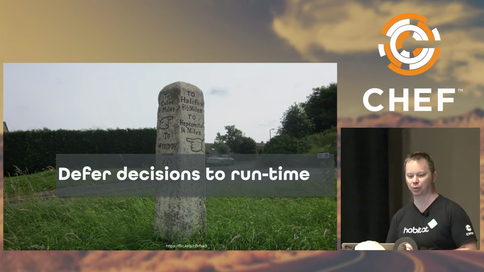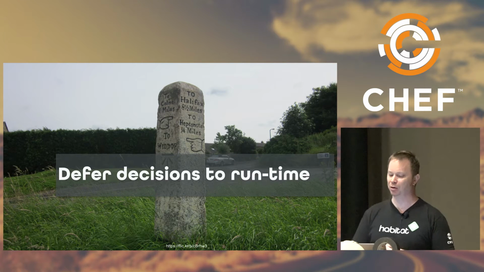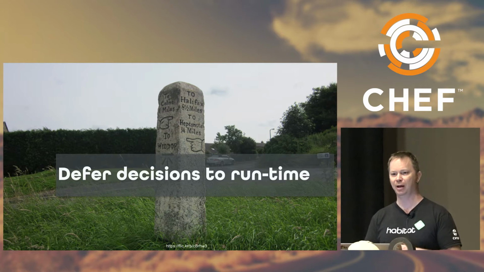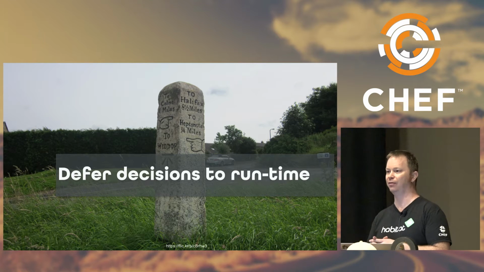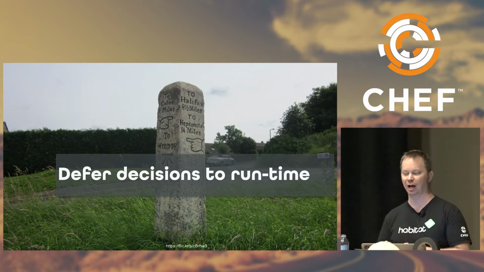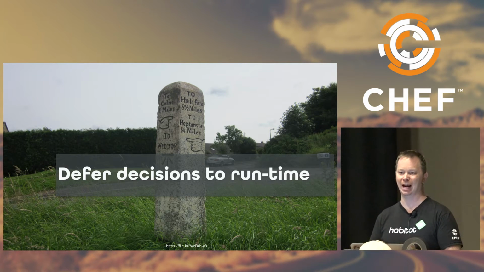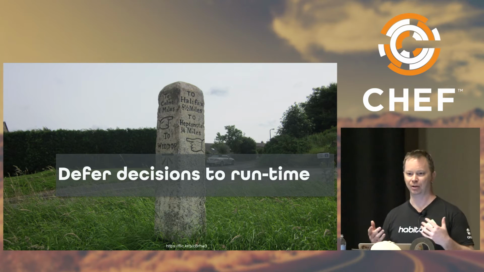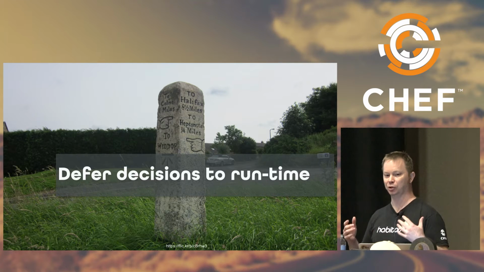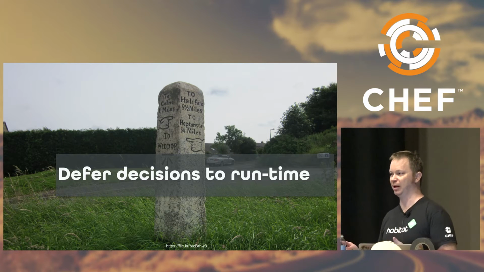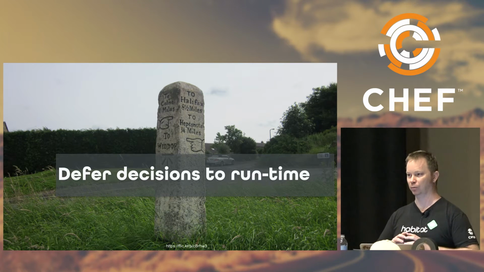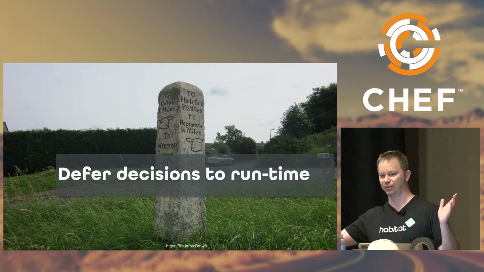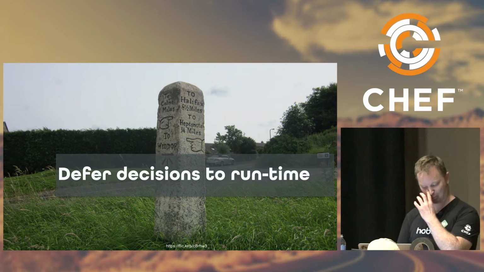Then we defer the decisions to runtime. Habitat itself exposes an interface that allows you to change the behavior and change the configuration of your applications at runtime and handle reconfiguration dynamically. So what that means is that you can set environment variables at runtime when you start the application to affect its behavior, rather than having to lay out an entire file system full of config files before you can actually start it.